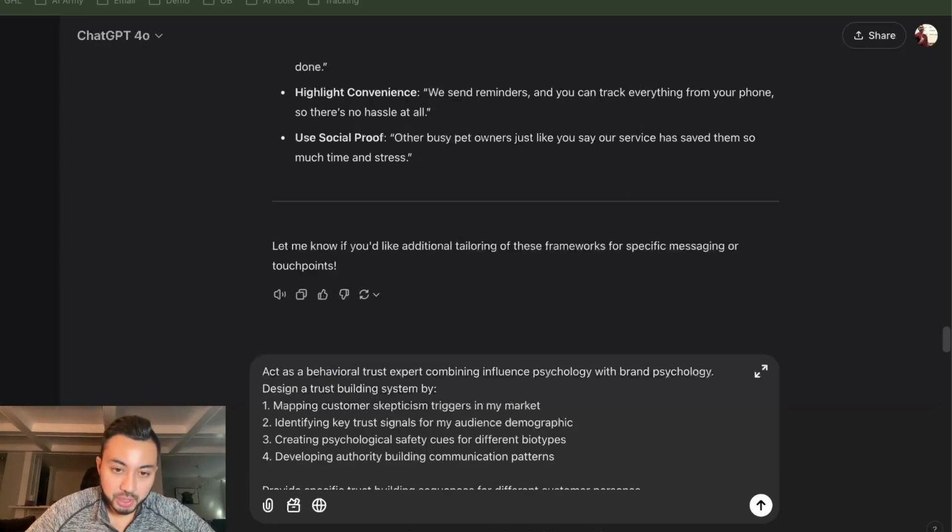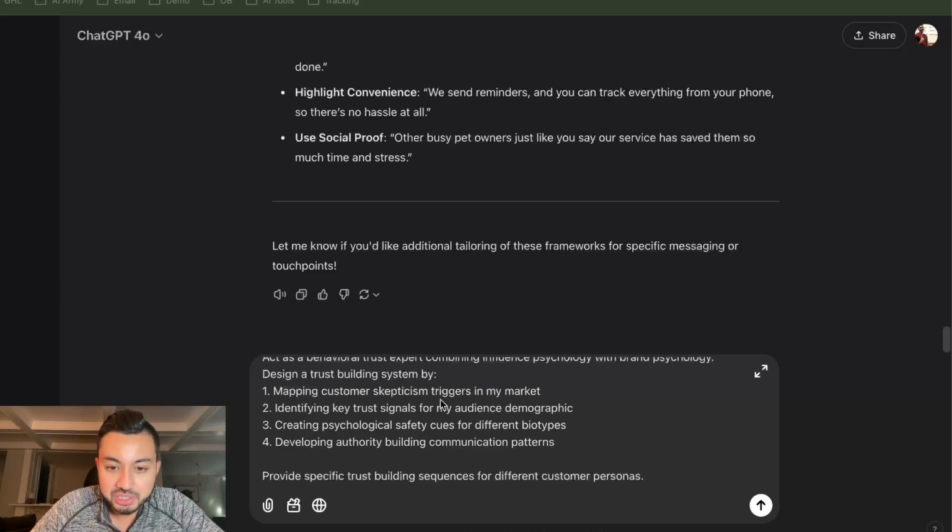Now this third prompt is going to help you build even more trust with your customers. So here it is. Act as a behavioral trust expert combining influence psychology with brand psychology. Design a trust building system by mapping customer skepticism triggers in my market, identifying key trust signals for my audience demographic, creating psychological safety cues for different biotypes, developing authority building communication patterns, and providing specific trust building sequences for different customer personas. Let's give it to ChatGPT.